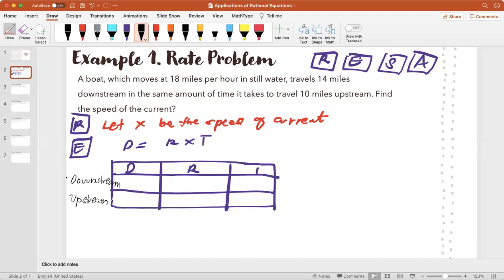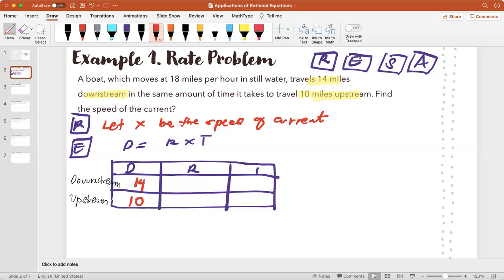For the downstream, what's the distance? Do we have a distance? Usually, how do you know if it's a distance? The unit for distance is usually kilometers, miles, meters. All right, so those are your distances. So what's the distance downstream? It is 14. So it is 14 downstream and then 10 miles upstream. So let's put here 14 and then upstream, let's put 10. This is in the same amount of time, right?